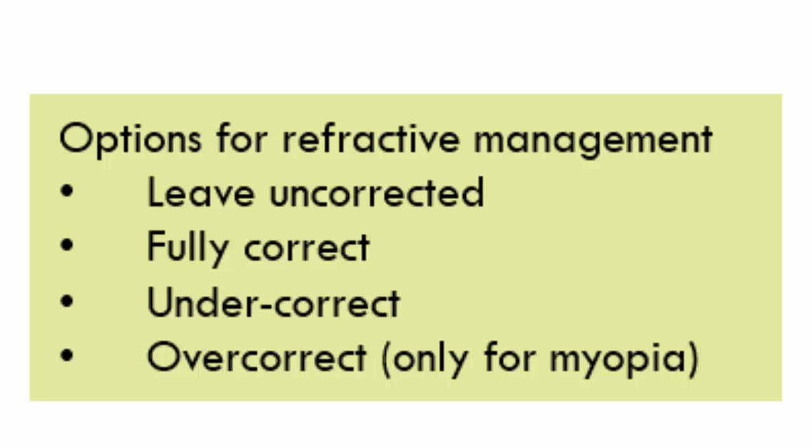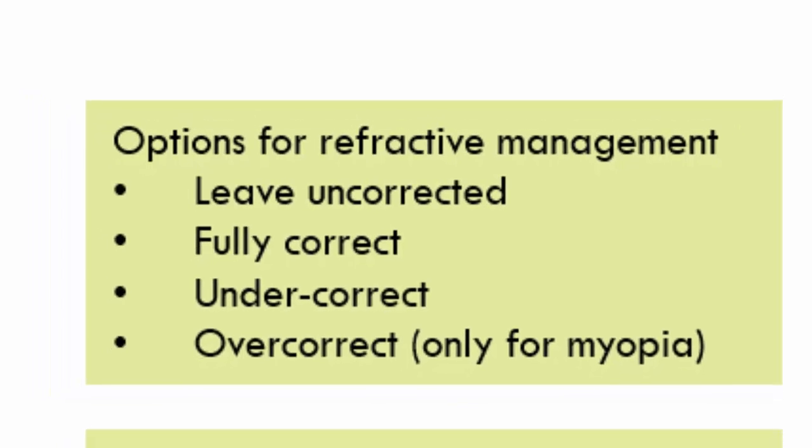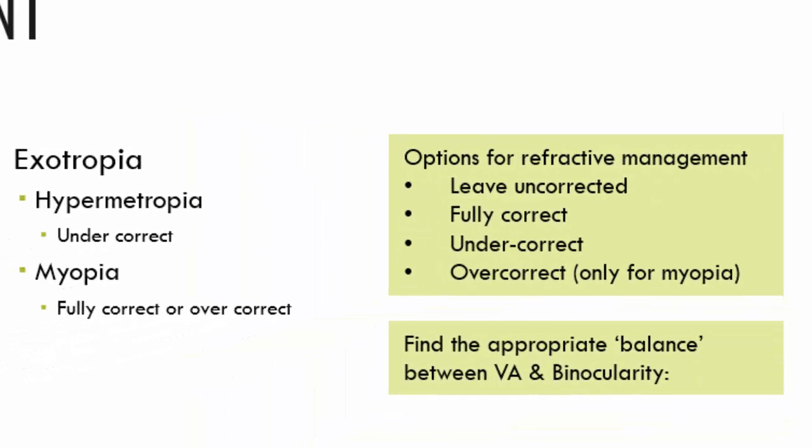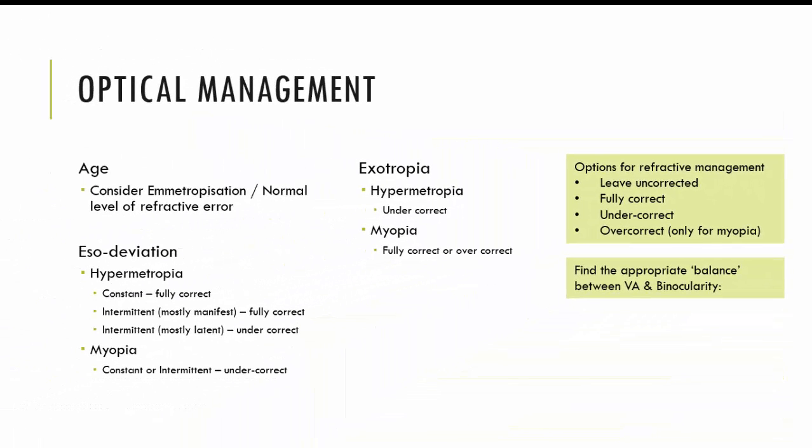Now, a point about overcorrection, we don't generally overcorrect hypermetropes. The only overcorrection that really happens is if you give a bifocal segment, but you don't want to overcorrect a hypermetrope because you will be pushing them into hypoaccommodation, and generally it's not well tolerated. So the only time we consider overcorrection is really in the presence of myopia. So when we're considering what we're going to prescribe, these are the 4 options we essentially have.